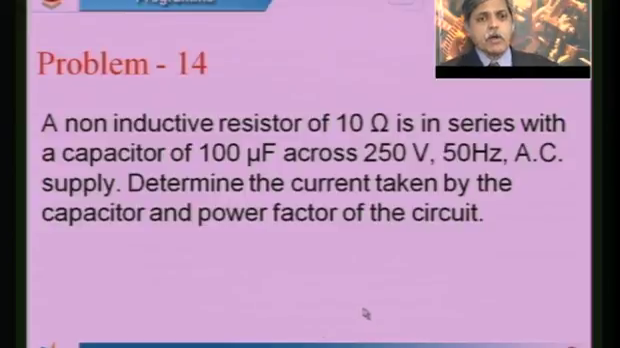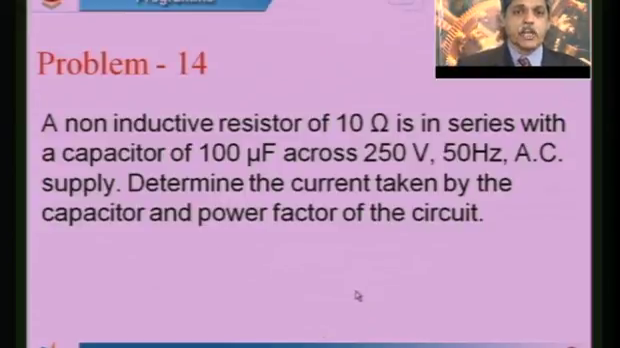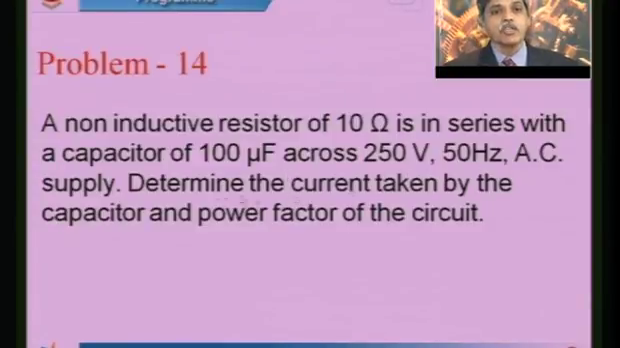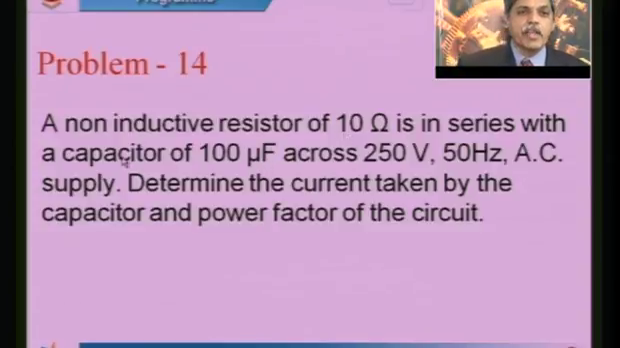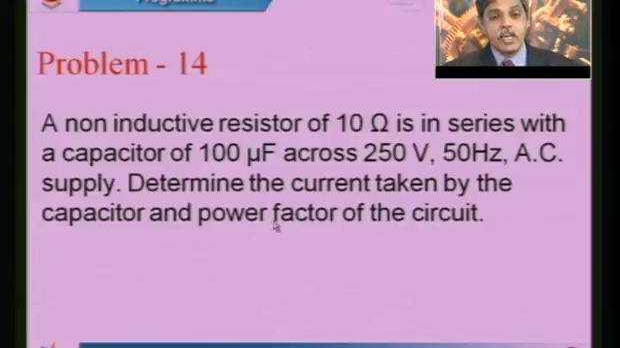This is also a similar problem: a non-inductive resistor of 10 ohms is in series with a capacitor of 100 microfarads across a 250 volt, 50 hertz AC supply. Determine the current taken by the capacitor and the power factor of the circuit. It follows almost the same steps. I know the resistance and the capacitance; convert the capacitance to capacitive reactance, add it to get the impedance of the circuit, and divide the voltage by the impedance to get the current. Because the resistor and capacitor are connected in series, the capacitor also carries the same current. Then the power factor is the cosine of the angle between voltage and current.